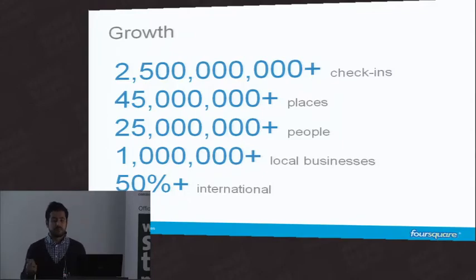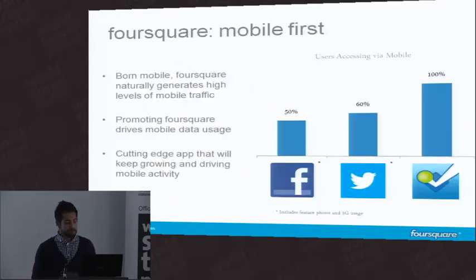There are more than 45 million places in the database, more than 25 million users that are using the app. There are more than 1 million businesses that are engaging with those 25 million users. These are physical businesses that have claimed their presence on Foursquare and are trying to engage with those. And we have more than 50% of our users internationally.